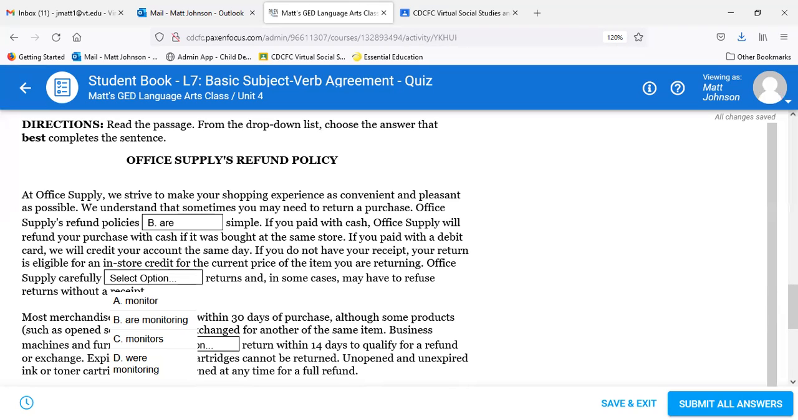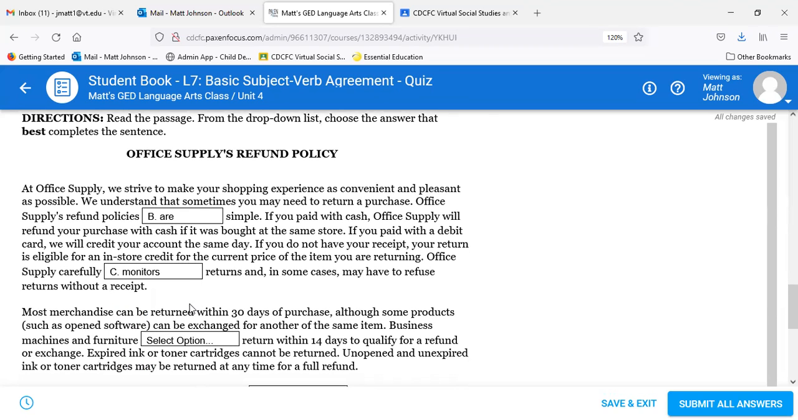Christiana, would you like to give that one a try? Monitors, yes. So, singular, Office Supply, singular, right? One Office Supply carefully monitors, singular verb, returns, and in some cases, returns without the receipt. Okay.